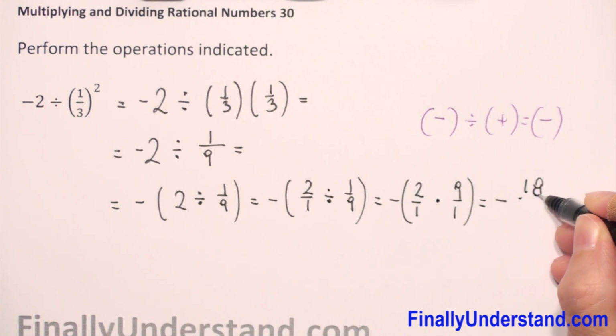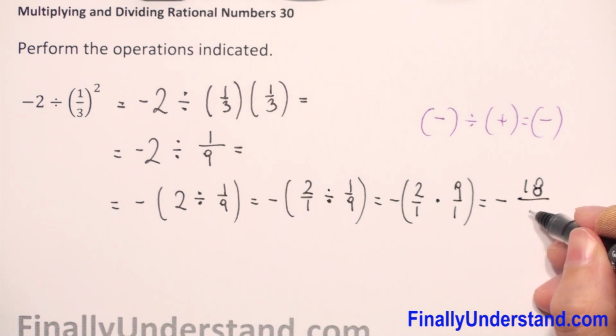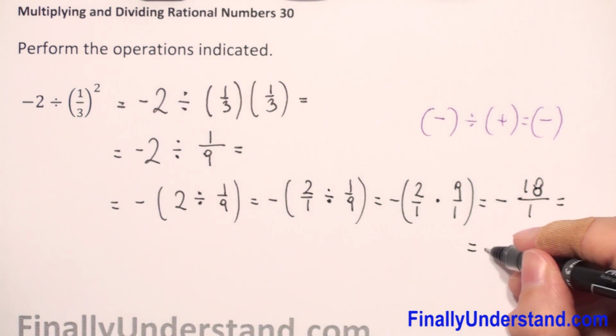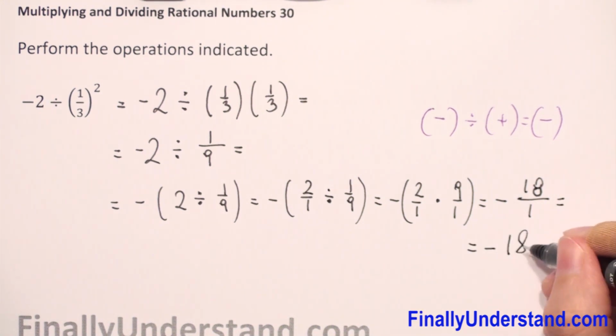18 over 1 times 1 is 1. 18 divided by 1, so it will be negative sign we copy, -18.